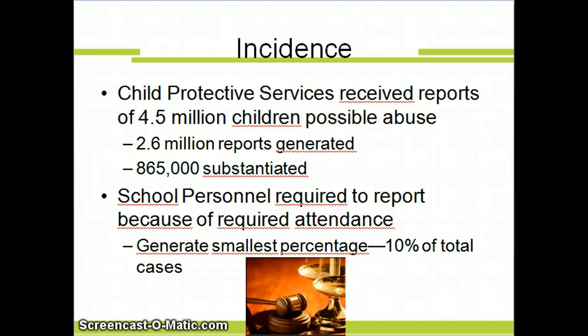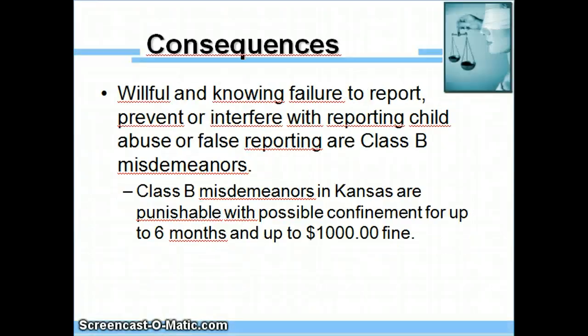Even though teachers have the most contact, the most reliable contact with these children, they generate the smallest percentage of reports, only 10% of the cases. If you fail to make a report, you can be charged with a Class B misdemeanor, and in Kansas, that means you can be confined for up to 6 months and a $1,000 fine.